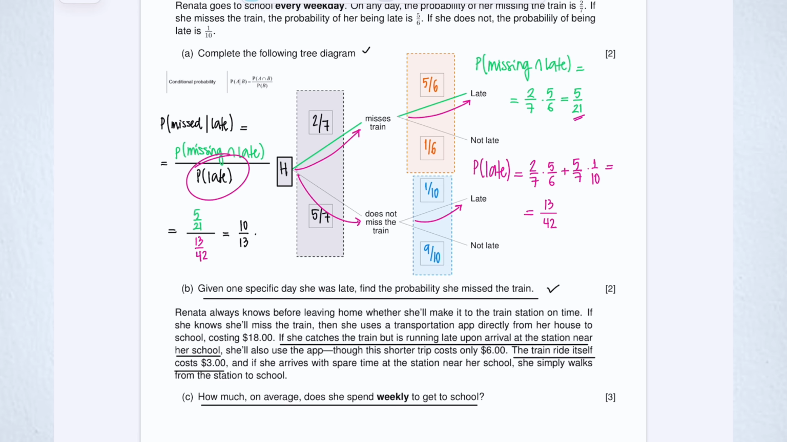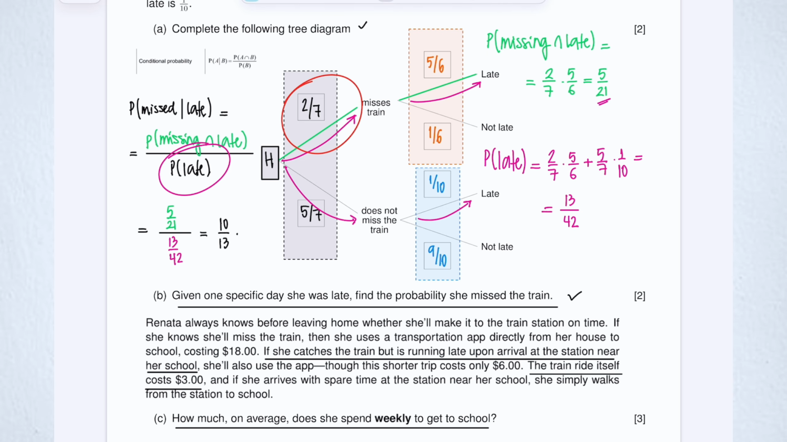Now let's break this down into three possibilities. She's getting dressed and then she looks at the clock and she's going to be late for sure. Therefore, in that case, which involves the probability 2/7 to occur, this possibility here will cost her $18. However, there are two other possibilities. Number one, she did catch the train, but maybe the train was too slow and she needs to use an app, which will cost her.